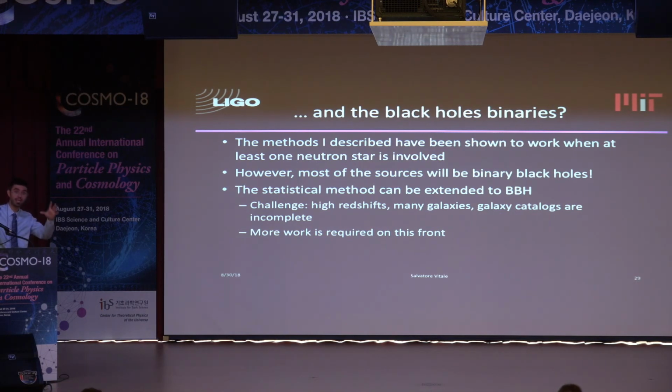They don't have any tidal deformability, so I cannot use anything that relies on tides. The only method that will work for these systems is really the statistical method that I mentioned earlier. You get the 3D uncertainty volume from LIGO, Virgo, KAGRA, and so on. You follow up all of the galaxies, you measure all the redshifts, and so on. That's going to be worse than the results I showed you earlier for neutron star binaries for a very important reason.